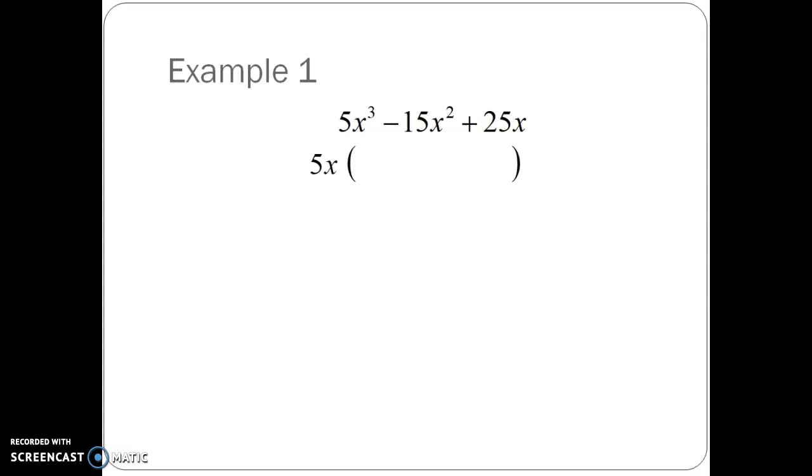So if I take out 5x from 5x cubed, I'm left with x squared. If I take out 5x from the second term, that leaves us with negative 3x. And if we factor out the 5x from 25x, that leaves us with just 5. So this will be plus 5. And that's it. We've successfully factored out the GCF.